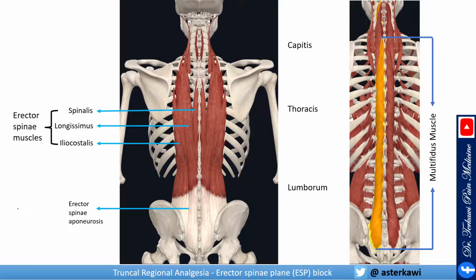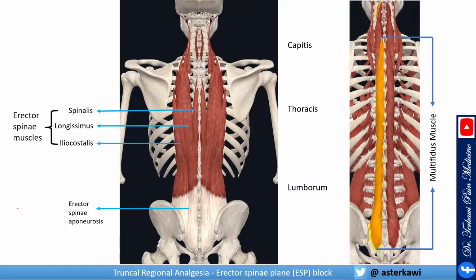How come? Well, if you look at the erector spinae muscle, that basically consists of a group of three muscles: the spinalis, the longissimus, and the iliocostalis. And you look at this muscle and you will see it extending from the occiput all the way down to the sacrum. Although when it comes to the sacrum, it's more an aponeurosis. However, it's a very long muscle along the back.